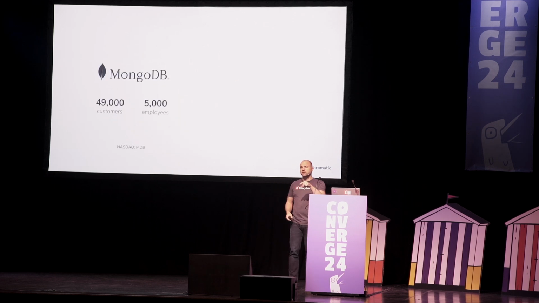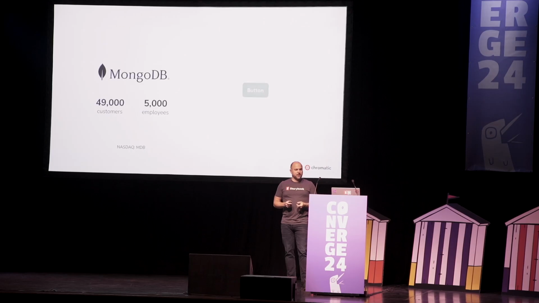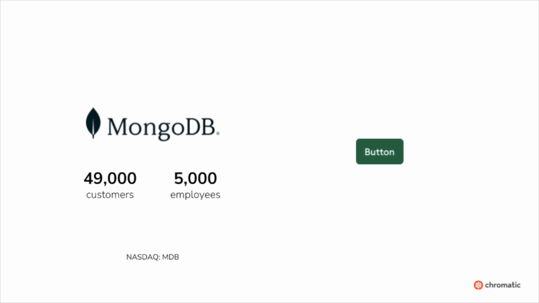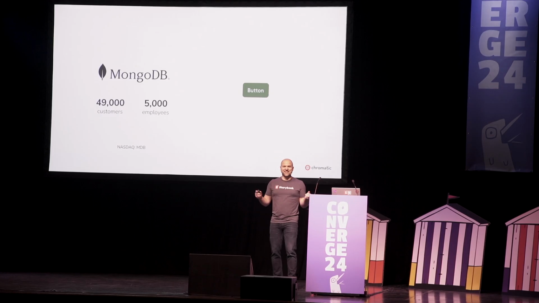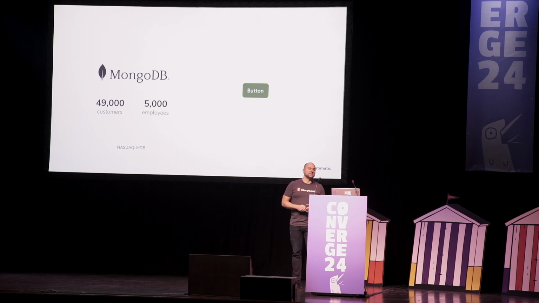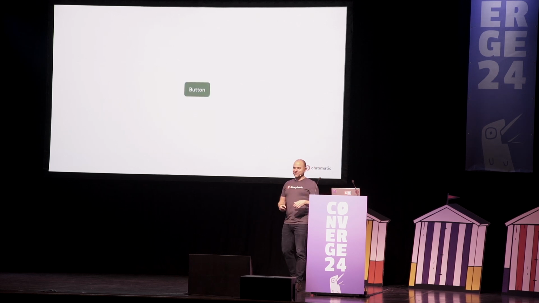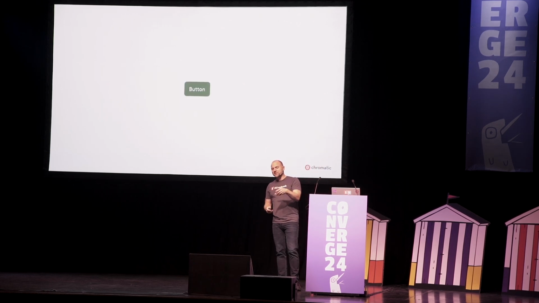So let's take a little example, like MongoDB, a publicly traded company. It's a database company. They have a humble button component. Who here has a button component? Right? So you don't even need to raise your hands. I know everyone's got one. But this button component, of course, is being used all over the place in all of their applications, right?